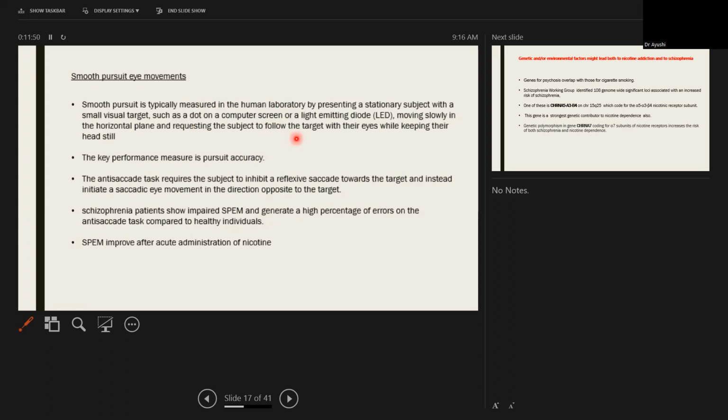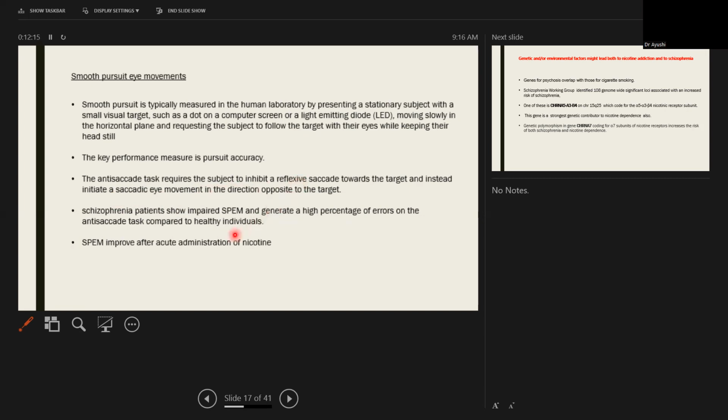So the key performance measure is that the person will follow the direction of our target. And then an anti-saccade task is given. In this anti-saccade task, a new target is given to the patient, and he is asked to move the eye opposite to that target.